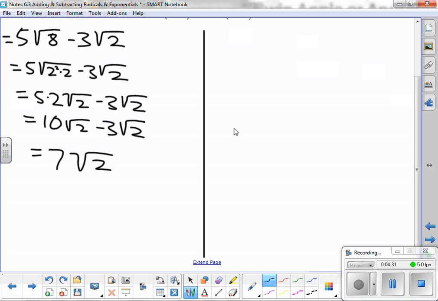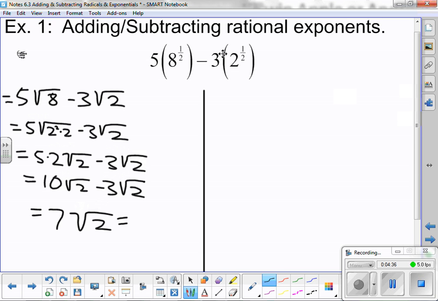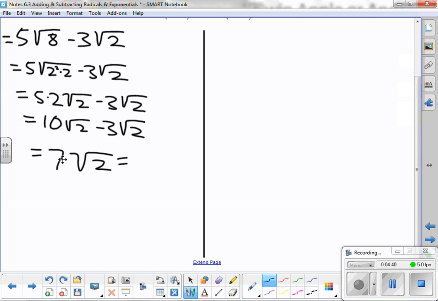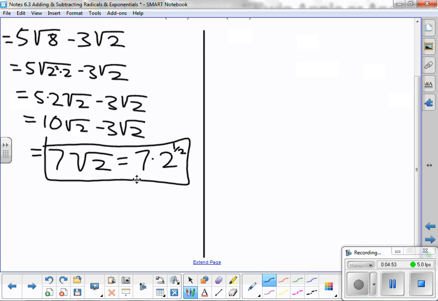Okay. Now in exponential form, it didn't really say up here what form you should leave your answer in. So I'll show you guys both. This is your answer in radical form. Your answer in exponential form would be 7 times 2 to the 1/2 power. So either one of these, just depending on what the directions say. Since the directions don't say either, don't box both, but just pick one and then box it.